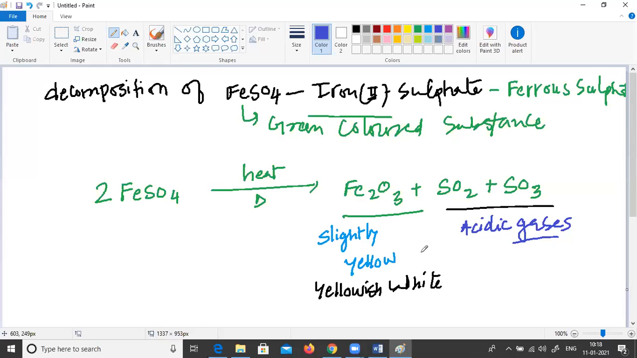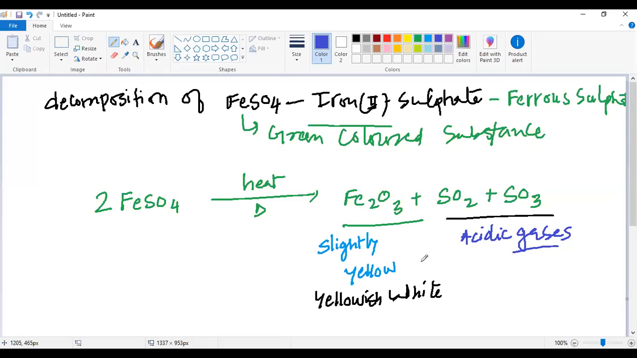So it is the gases which make this paper turn its color. So now, my dear students, you can see on your screen what we have written. Dear students, can you see the decomposition of FeSO4 equation written on your screen? Yes, sir.